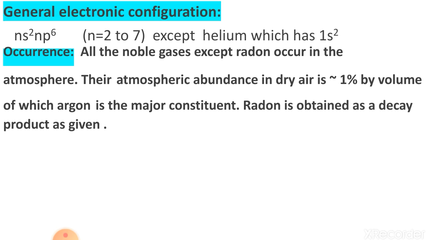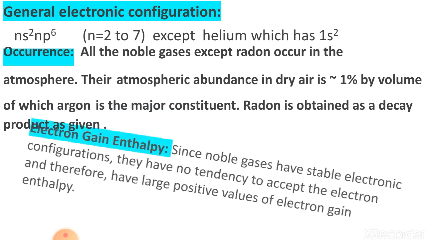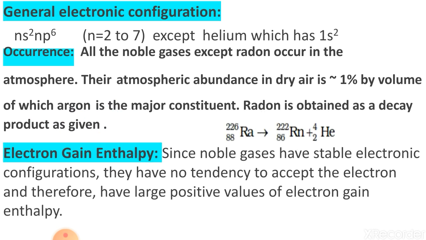Now radon can be obtained as the decay product as given below. Look at the reaction: radium having mass number 226 and atomic number 88, when it decays, it will produce radon and helium. So in this way radon can be obtained.